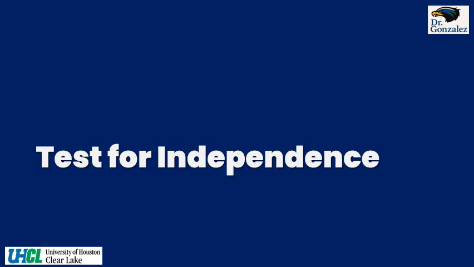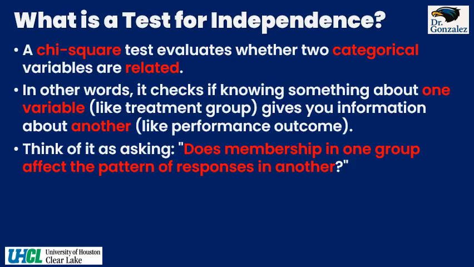So chi-square can also be used as a test of independence. So let's talk through that. All right, so we can use a chi-square test to evaluate whether two categorical values are related. So in other words, we're checking if knowing something about one variable, like whether or not they're in a certain treatment group, gives you information about another variable, like their performance outcome based on their treatment group. So think about it as asking the question, does membership in one group affect the pattern of responses in another group?